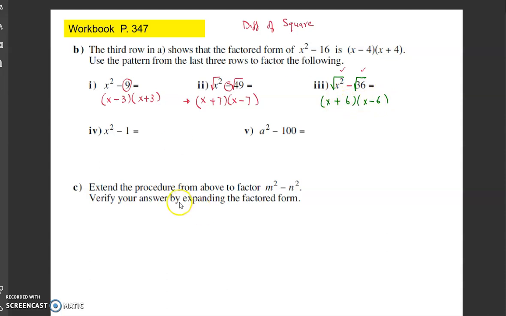Okay. So we're going to do some other examples. We can do these ones very quickly again. I can do square root. Square root of x squared is x. Square root of 1 is 1. One negative, one positive. Again here, we have a squared, and the square root of a squared is a. Square root of 100 is 10. One positive, one negative, and we're done.